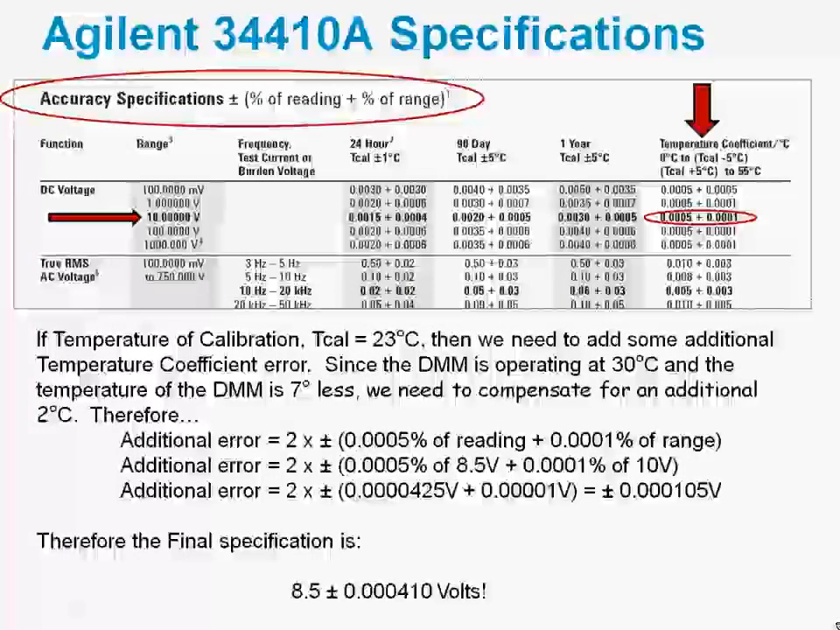However, in this example, the Tcal is 23 degrees C, and so the difference between that and the operating temperature is 7 degrees. We have an additional 2 degrees C that we need to compensate for. So we take the temperature coefficient terms, multiply it by the number of degrees C that we need to compensate for. In this situation, again, that's 2 degrees, and then we get the final additional error term. In this case, it's plus or minus 105 microvolts. So our final specification is 8.5 plus or minus 410 microvolts.